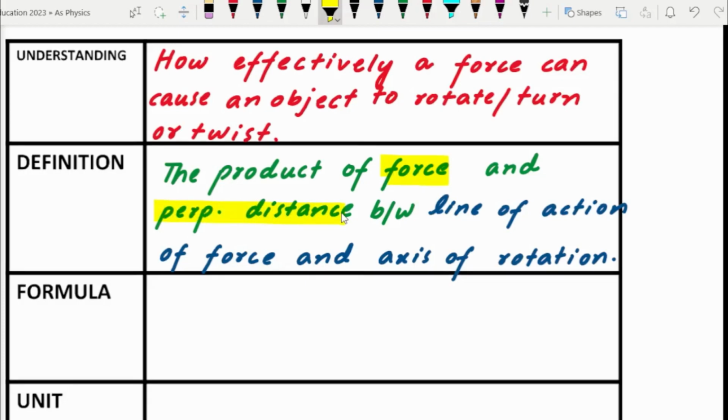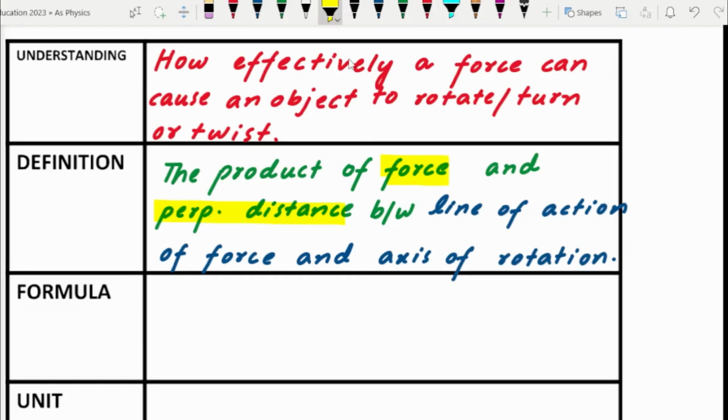And obviously distance has to be between at least 2 points. What are those points? The first point is the line of action of force and the other is the axis of rotation. If you find the perpendicular distance between those two and you multiply by the force, then you get the moment of force. So this is how you define it. If they ask you for the definition, this is what you write.